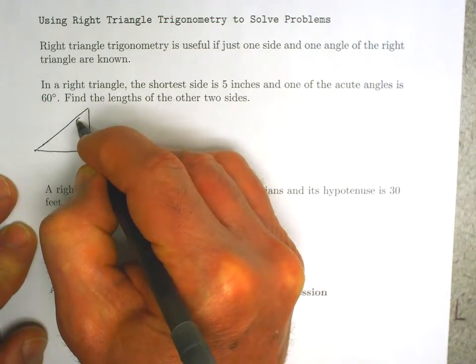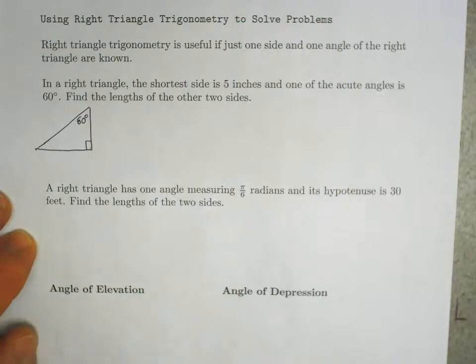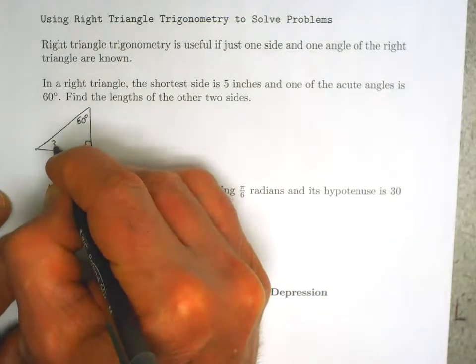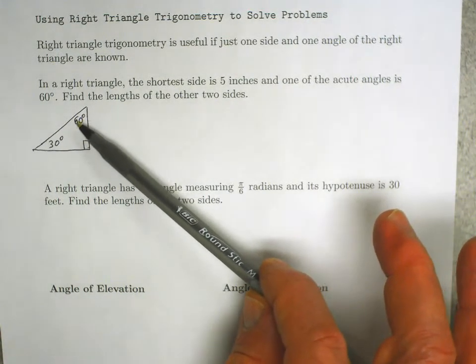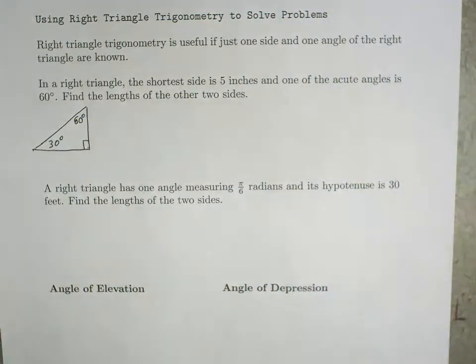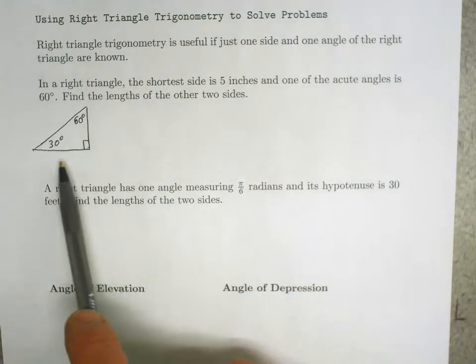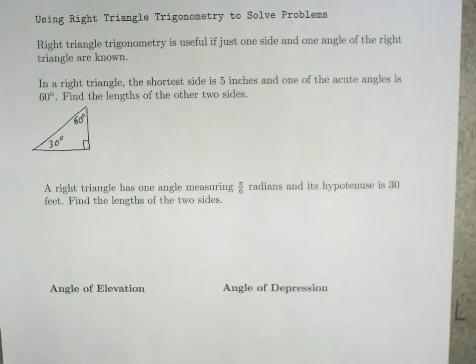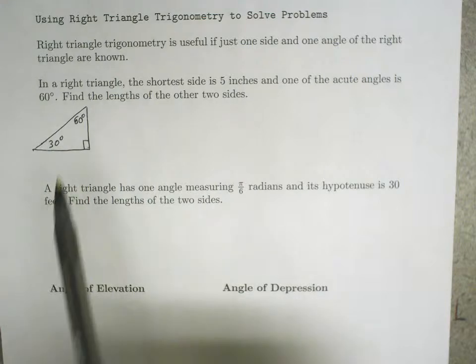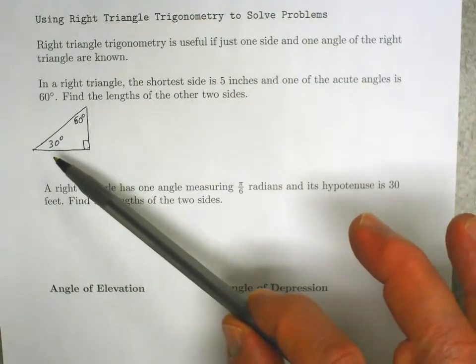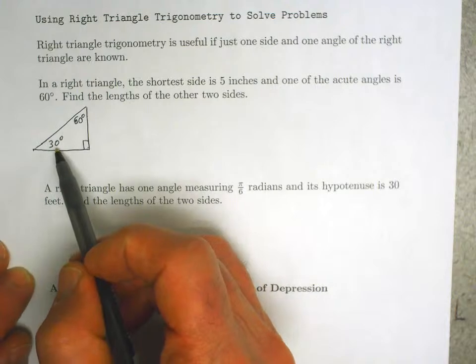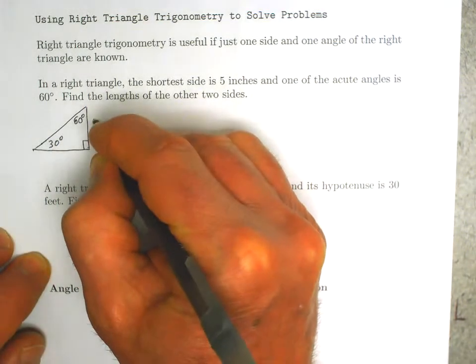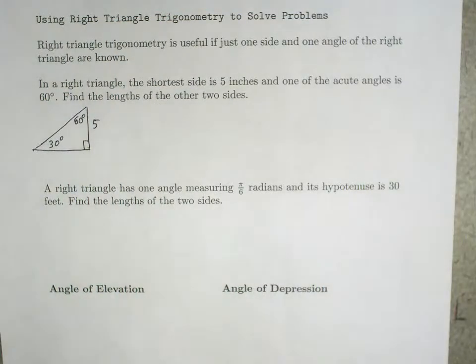So I'll label this angle 60 degrees. So we automatically know what the other acute angle is. The other acute angle is 30 degrees because in every right triangle, the measures of the two acute angles have to add up to 90 degrees, or pi over 2 radians. Okay, we're told that the shortest side of this right triangle is 5 inches. You probably learned in geometry that in a triangle, the length of the side opposite of the smallest angle is the shortest side. So the 30-degree angle is the smallest angle. So the shortest side has to be the side opposite of the 30-degree angle.